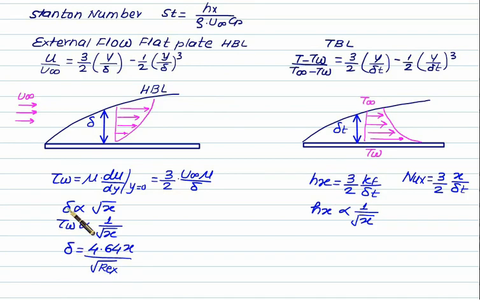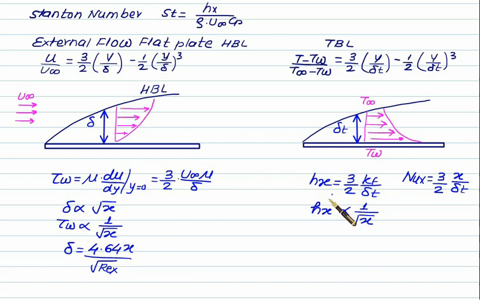If you want to find out the shear stress on the wall, you have to use Newton's law of viscosity, that is mu into du by dy. Solve this equation at y equal to 0. If you assume this profile, you will get the answer equal to 3 by 2 U infinity multiplied by mu divided by delta. And just now we have seen how to find the heat transfer coefficient.